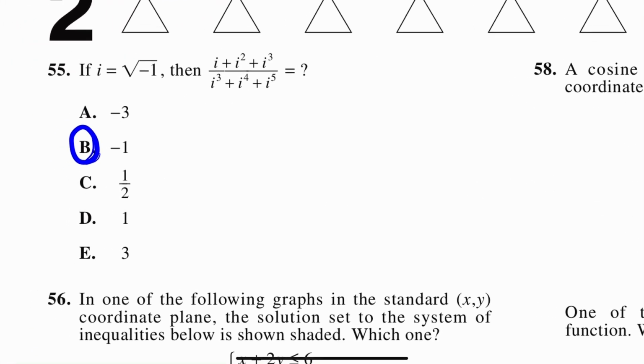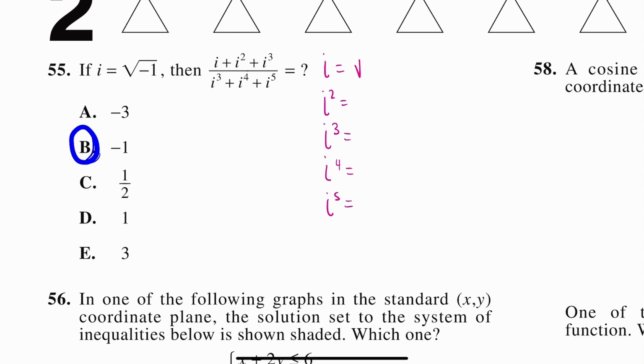All right, so 55. If i is equal to the square root of -1, then what is, and it has this long expression here. So some of you may have learned about imaginary numbers. Typically you memorize what i through i to the 4th power is, but if you don't have those memorized, which most people don't, then let's just write what all their values are to the side, and let's solve this.